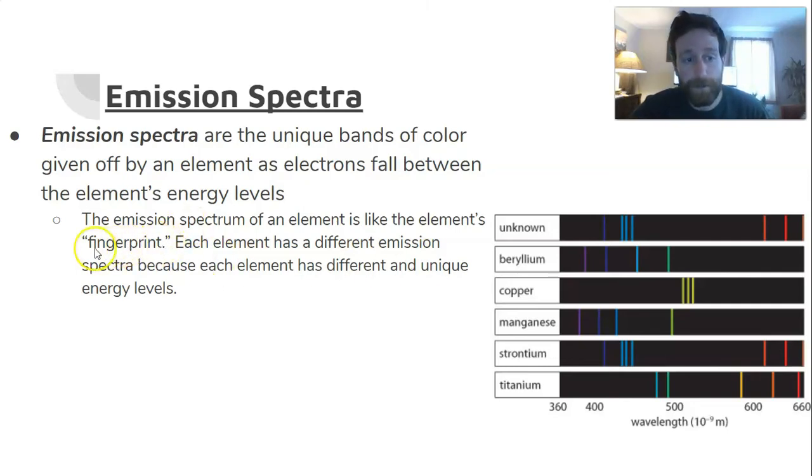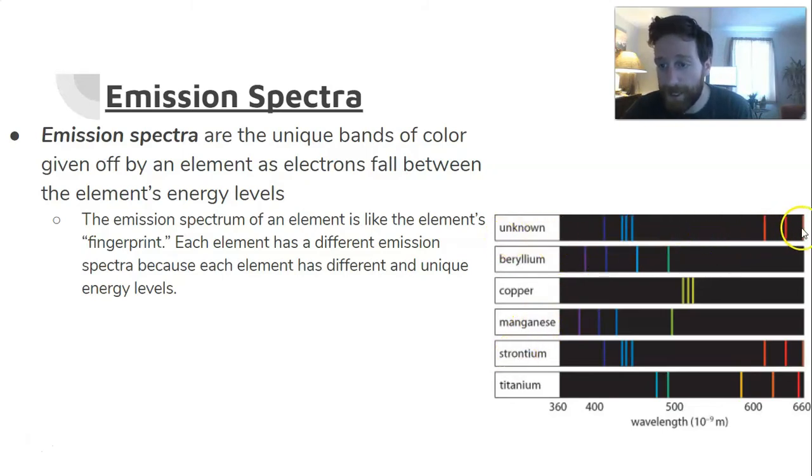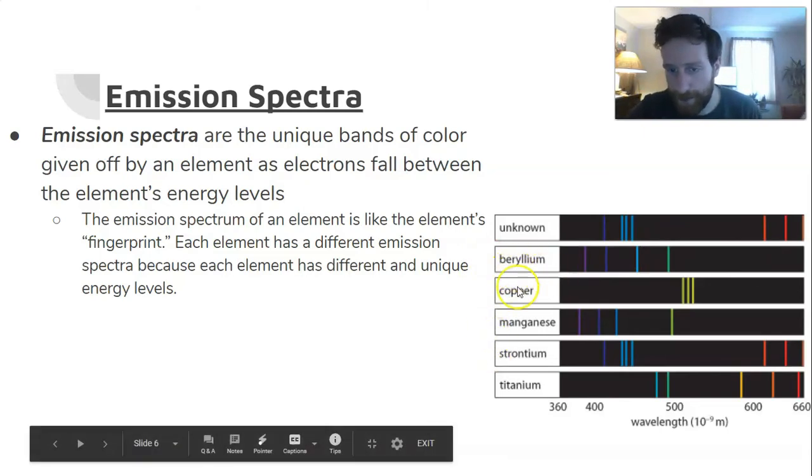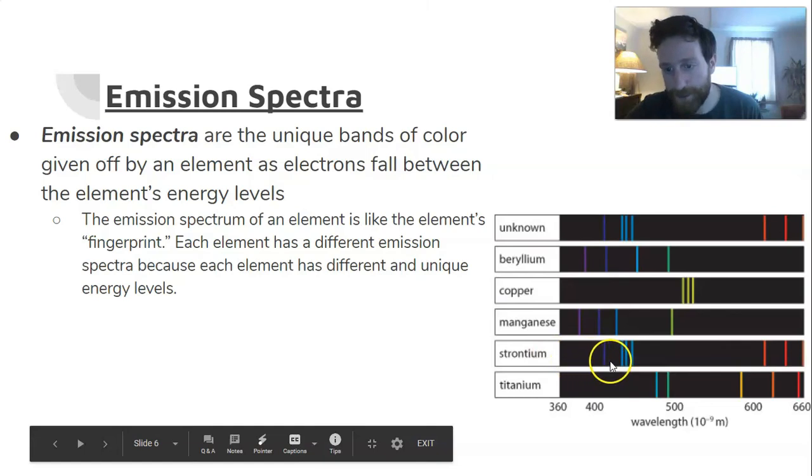And like we use fingerprints in forensics to identify people, we can use the emission spectra of elements to identify the element. So in this case, say I have this unknown emission spectra up here. It's got kind of these 4 colors of blue and these 3 colors of red. I can check it against my known fingerprints and see which one it matches up with. So it's not beryllium, it's not copper, it's not manganese, it's strontium. Strontium has those same 4 blue and 3 red in the same location.